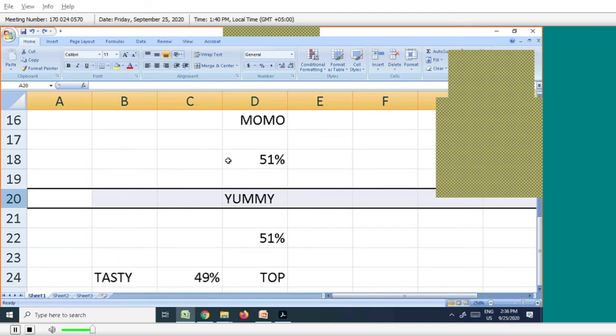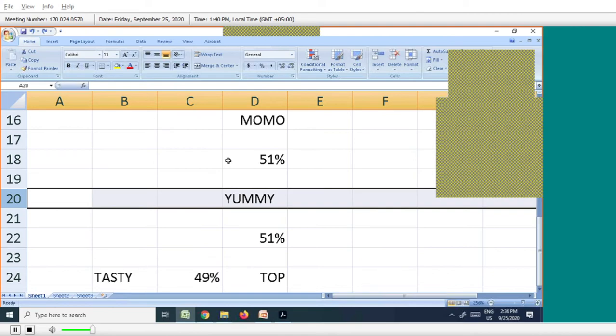What about others? Tasty versus top, you compare. Both are related, not related? Just let me know. Related by influence. Yes, they are related, and they are related by significant influence. Correct. So tasty versus top is a related party.